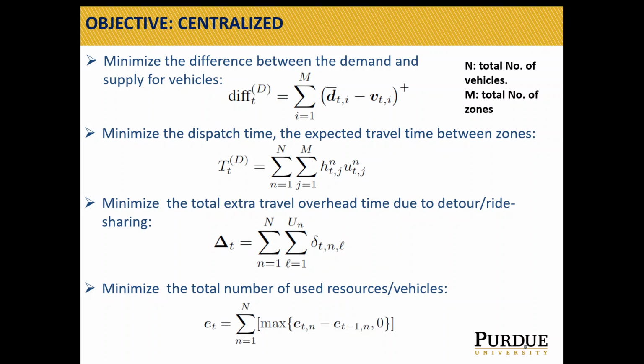We have 4 objectives or 4 rewards actually. Our objective is first to minimize the difference between the demand and supply for vehicles. The second objective is to minimize the dispatch time, which is shown here in the second equation. The third objective is also to minimize the total extra travel overhead due to the detour or ride sharing, and the last one is to minimize the number of used resources or vehicles. Without going into the mathematical definition and the details, if you are interested, you can refer to the paper. However, these are the 4 components of the reward.